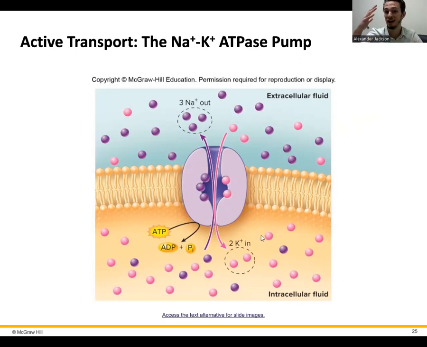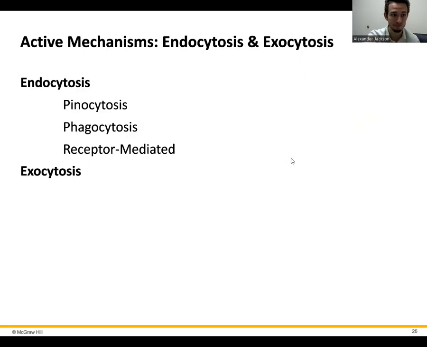How does it amplify that? Sodium-potassium pump, pumping sodium low to high concentration and potassium low to high concentration with the use of ATP, that energy molecule, right? So we'll get back to that. We will get back to that later. The other two forms of active transport are endo and exocytosis.